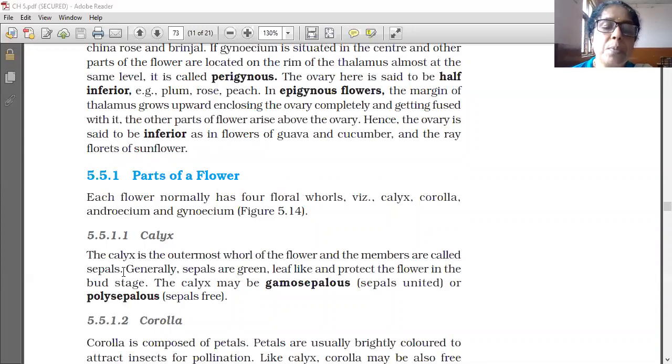The calyx may be gamosepalous. Gamo means united. Sepals are united to each other, then it is called gamosepalous. If it is free, then it is called polysepalous. So calyx is the outermost whorl of the flower and the members are called sepals, which are green, leaf-like and protect the flower in the bud stage. The calyx may be gamosepalous, that is sepals united, or polysepalous, sepals free.